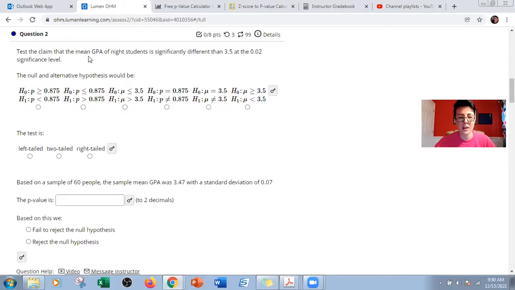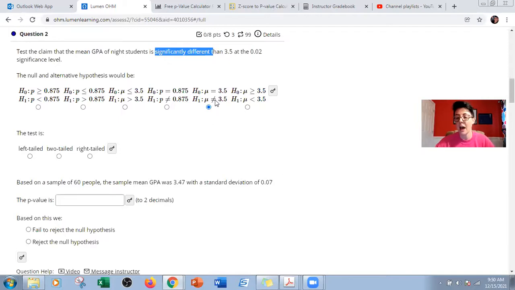So it's significantly different than 3.5. It's the mean GPA, so we're not using P. This is proportion. Mean for the population is mu. So we're looking at either this option or the last two. Because it says significantly different, that means not equal to. So we're going to choose this one right here. Mu is equal to 3.5. Mu is not equal to 3.5.